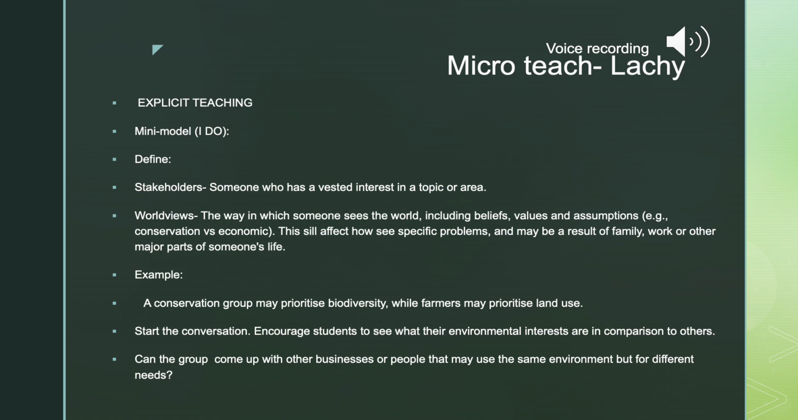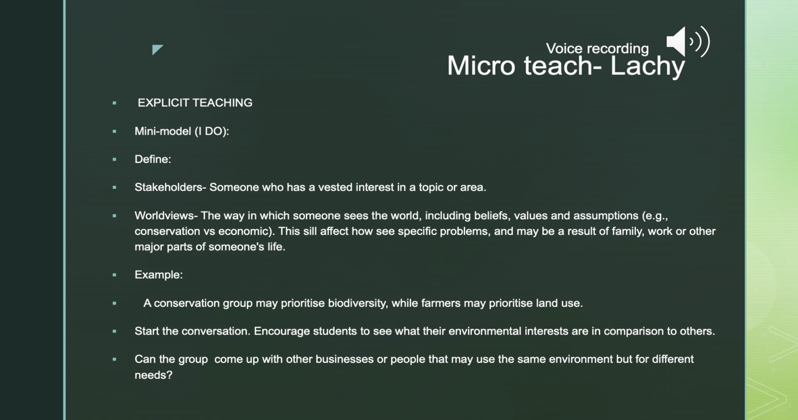The next one is worldviews. Okay, so worldviews can be different for everyone, and we all will have a slightly different worldview. And they're neither right or wrong, but the definition I'd like you to know is that worldviews are the way in which someone sees the world, including beliefs, values, and assumptions. These will affect how someone will see a specific problem and may change as a result of family, where they work, or other major parts of someone's life.